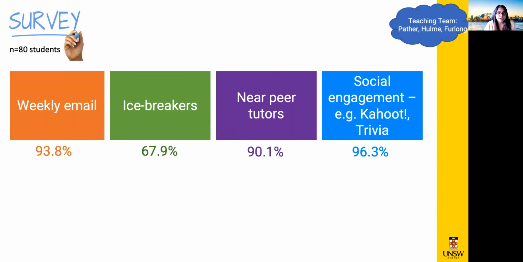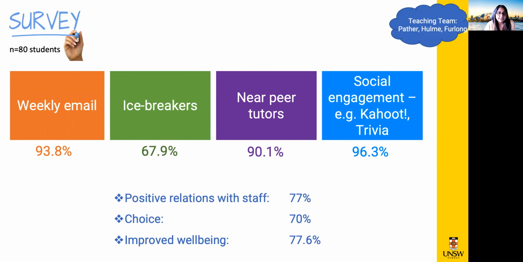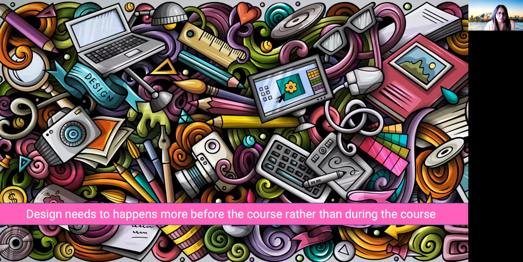The aspects that were related to relatedness and engagement with each other and with their peers were very highly ranked, which was very good. And overall, the students found that all of the strategies helped them build positive relationships, gave them choice about how they wanted to learn, and improved their well-being.